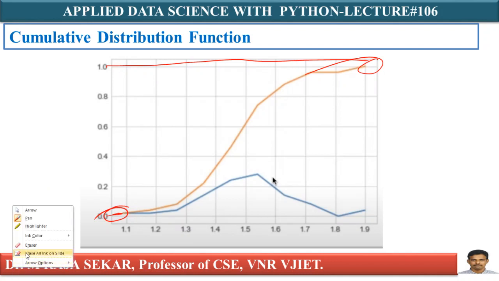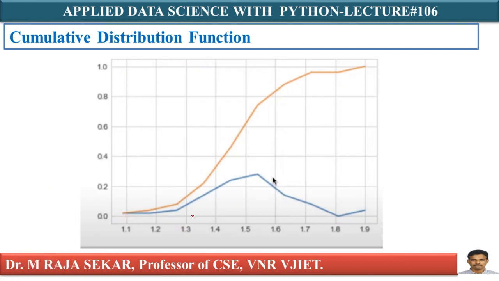If you analyze this, let me take one more value of x, that is 1.3. If you observe carefully, what is the corresponding point on your probability density function? Let me say PDF. It is 0.2, or I can say 0.15. Let me assume this value. What does it mean?